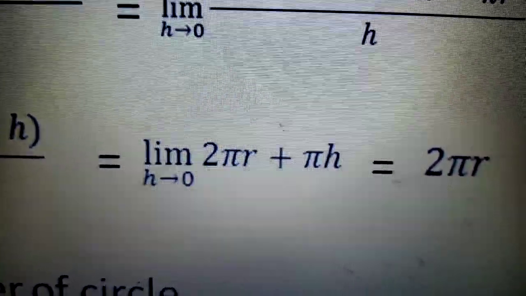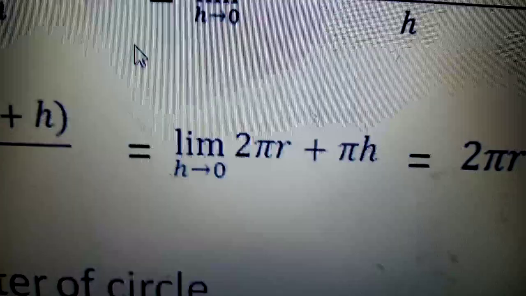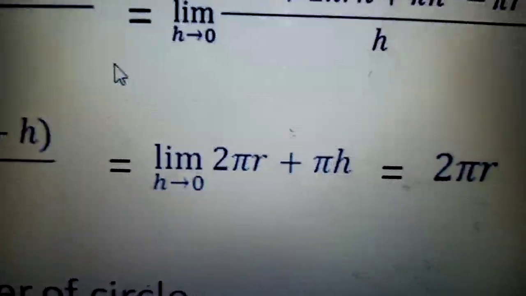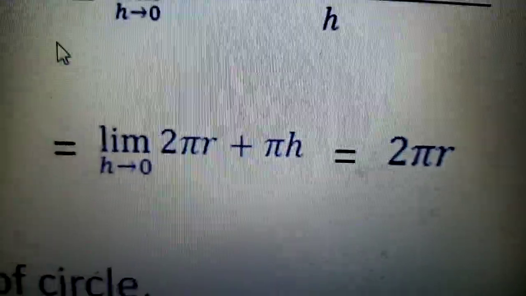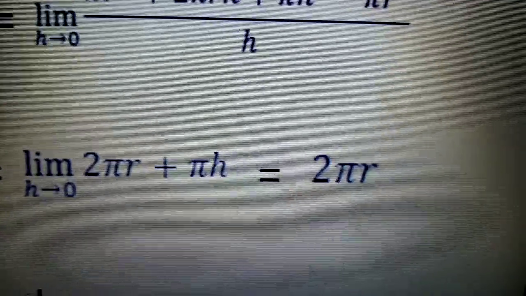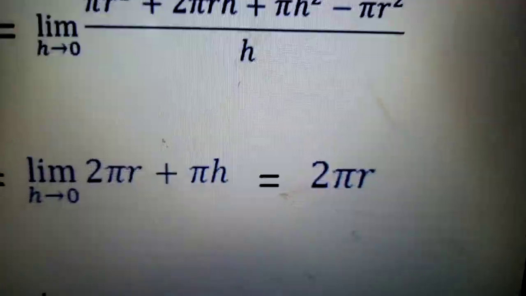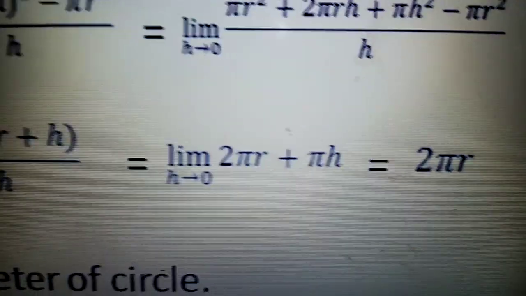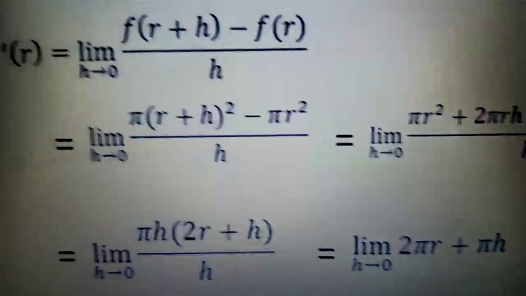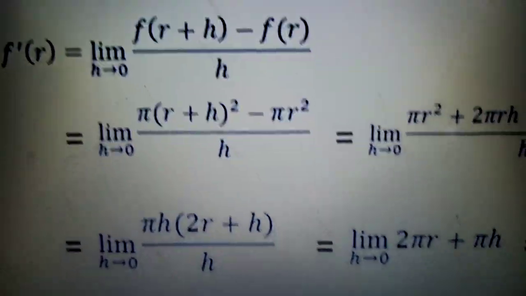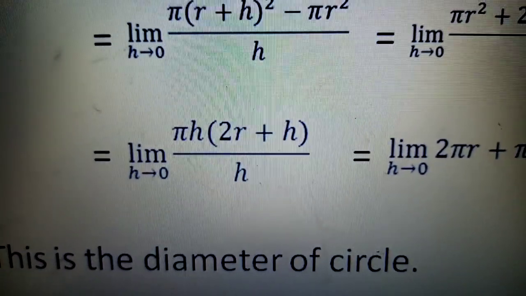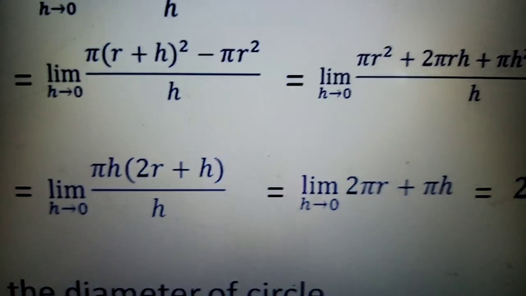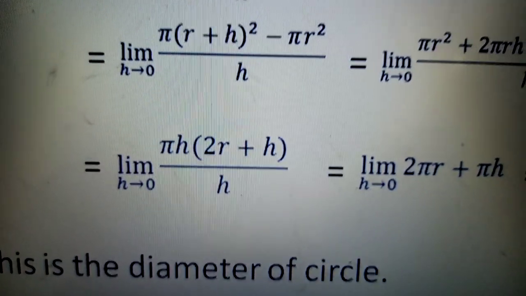So when h gets to 0, you have 2 pi r, because pi times zero is zero. So now we notice that the rate of change of area with respect to radius is the diameter of the circle. The rate of change of area of a circle with respect to the radius is the circumference, 2 pi r, the diameter times pi of that circle.